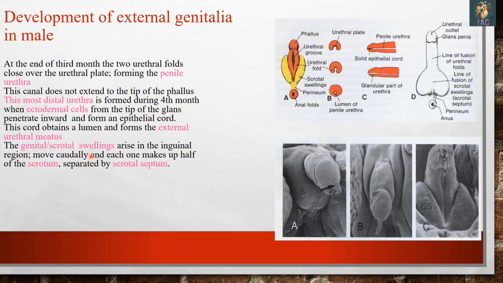So the genital swellings, the scrotal swellings, arise in the inguinal region, move caudally, and each one makes up half of the scrotum. So on each side you can see in yellow color, these are the scrotal swellings which are forming the scrotal areas, and between the urethra and the anal fold you can see the perineal body is forming over here.